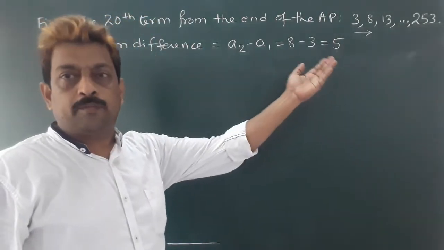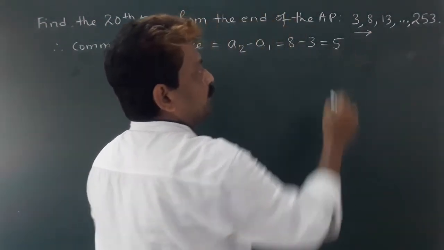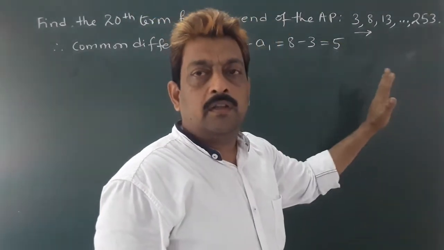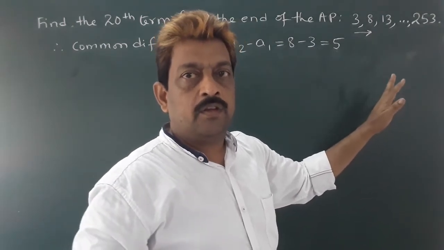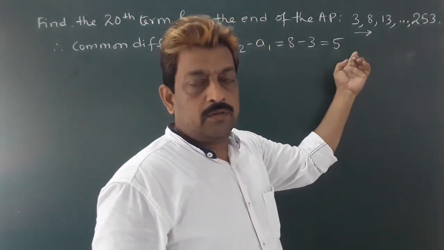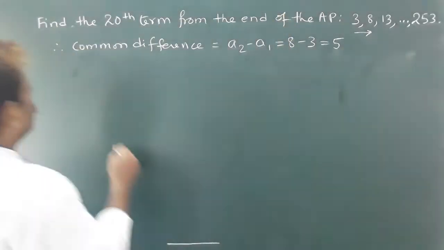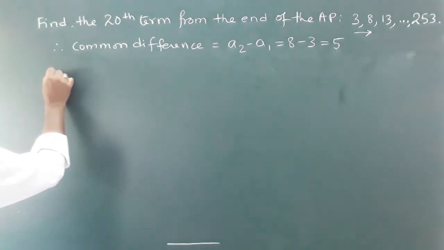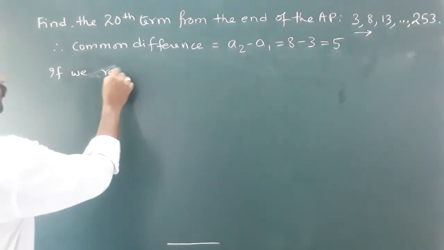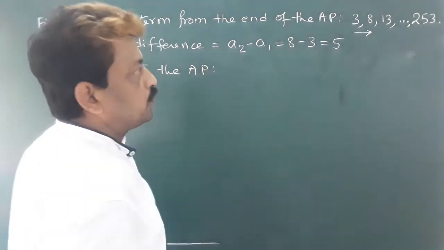Now let us rewrite the AP from the end, from the back side. When we start from 3 and move from left to right, the common difference is plus 5. Naturally, when we start from the right and move back, the common difference will be minus 5. It is very clear. So if we rewrite the AP, what will we get?